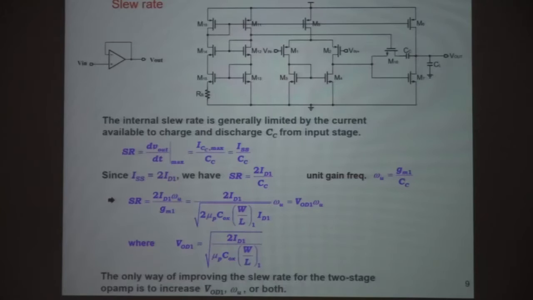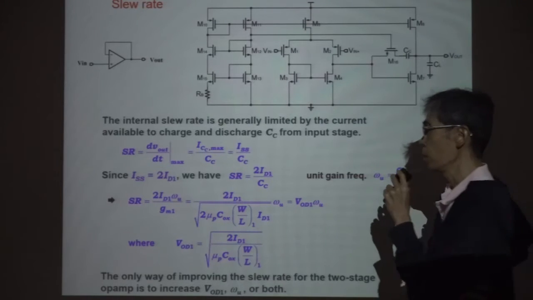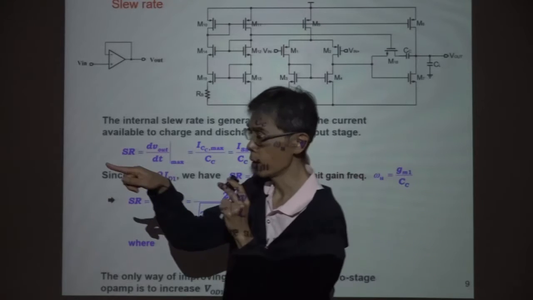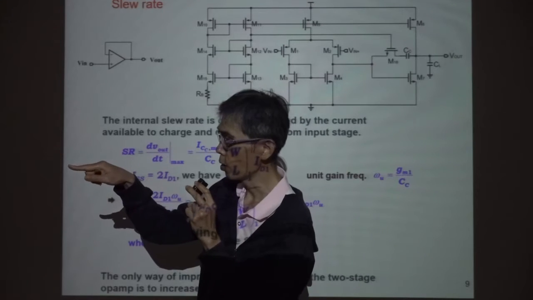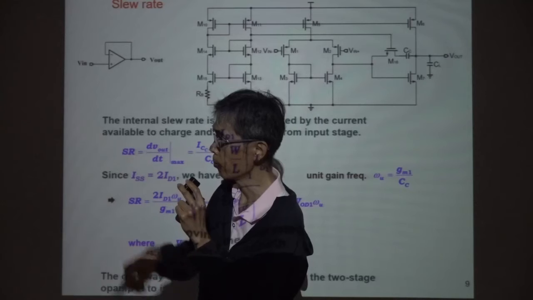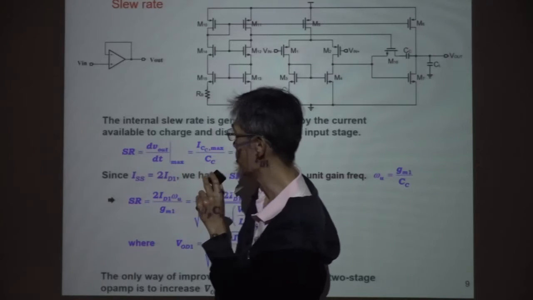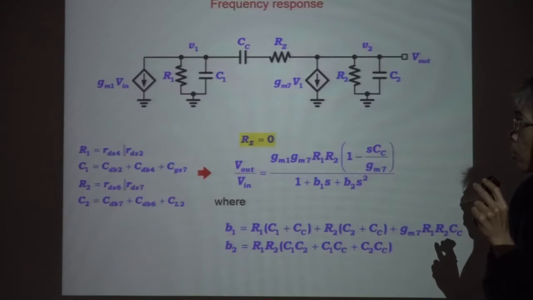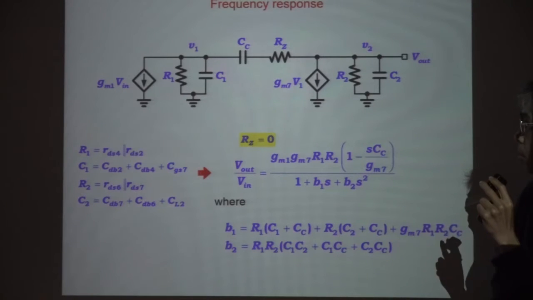Next. Okay, slew rate. See, if we have input V in, we can see how quickly the output can catch up with the input. So that is the slew rate. Next page. Next. Okay, previous.